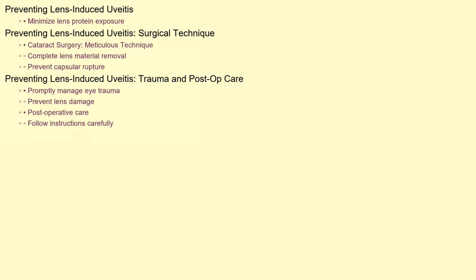Preventing lens-induced uveitis focuses on minimizing the risk of lens protein exposure. During cataract surgery, meticulous surgical technique is paramount to ensure complete removal of the lens material and to prevent capsular rupture. Prompt management of eye trauma can also help prevent lens damage and subsequent inflammation. Following post-operative instructions carefully after cataract surgery is also vital.